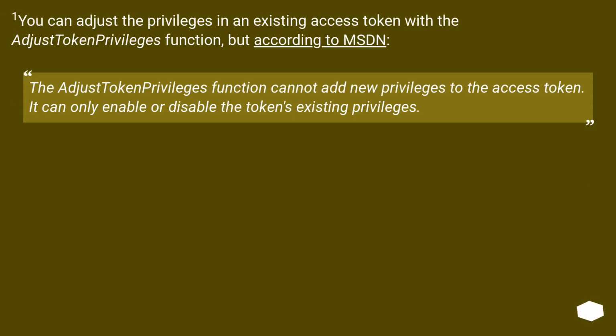You can adjust the privileges in an existing access token with the AdjustTokenPrivileges function, but according to MSDN, the AdjustTokenPrivileges function cannot add new privileges to the access token. It can only enable or disable the token's existing privileges.